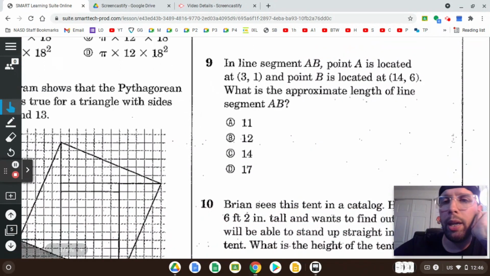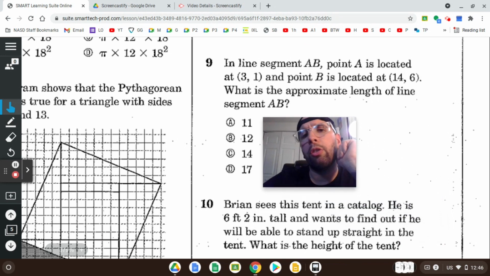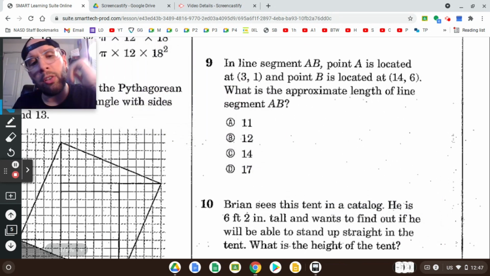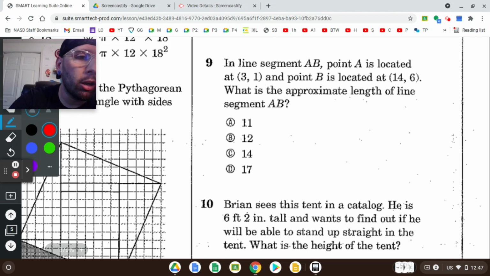A line segment AB is located at 3, 1 and 14, 6. This is a tough problem. It is. This is what I would do. Find a coordinate plane somewhere else on your test or make your own coordinate plane. And that's exactly what I'm going to do. I'm going to make my own coordinate plane.